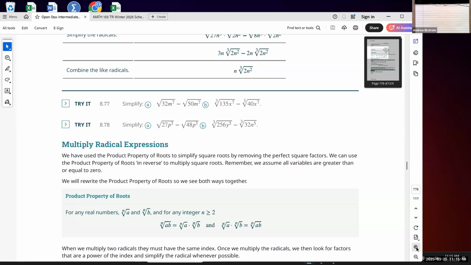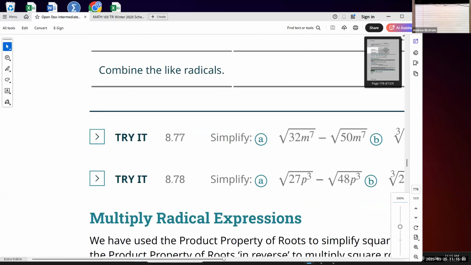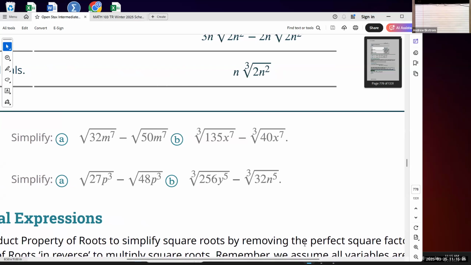So just looking at what we've got here for these ones, because I've got the cube root out in front and I've got y to the fifth here, I'm going to break that down to y cubed times y squared. I've got n to the fifth here. This is going to be n cubed times n squared. And then, of course, I'm going to try to break down the 256 into a number that is a cube times something. Over here, I'm going to break 32 into a value that is a cube times something.